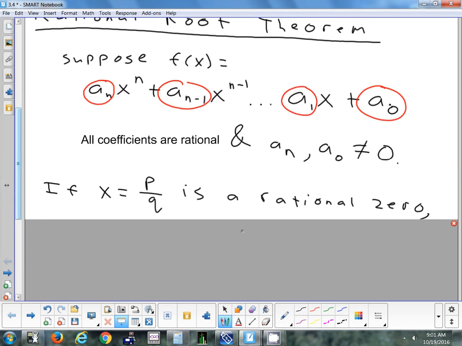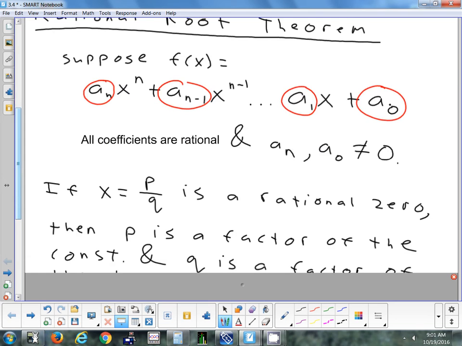Right, so if we can find a rational root or a rational 0, we could write it as a fraction. I just picked 2 letters, where p would be the number in the numerator, q would be the number in the denominator. And there's a method to how you find p and q. P could be any number that's a factor of the constant. So we're going to be generating a list of possibilities with this theorem.